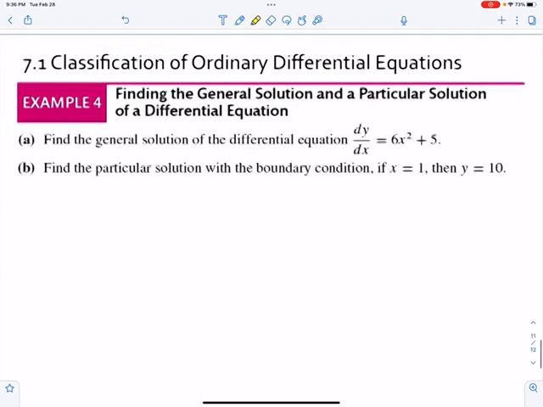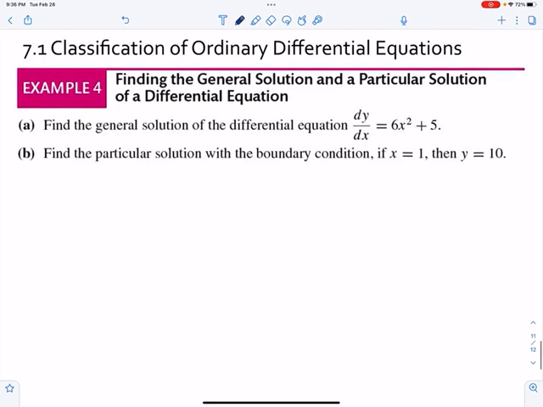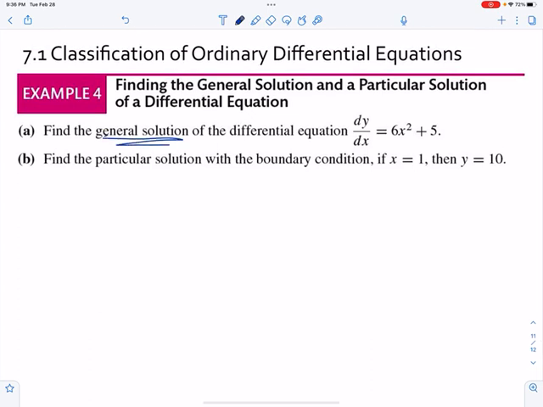All right, we're going to do one more, and then example 5 I'm definitely going to have to do in class because I don't want to make this any longer. Notice it says general solution to this differential equation. So what I'm going to do is take my differential equation, rewrite it, and solve the differential equation.